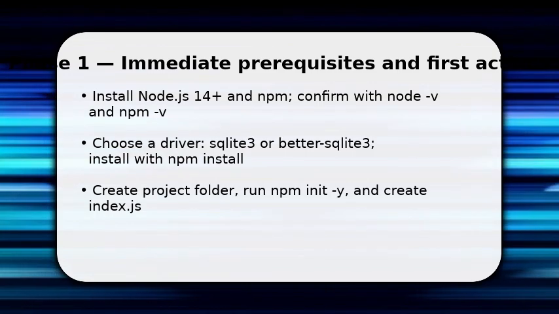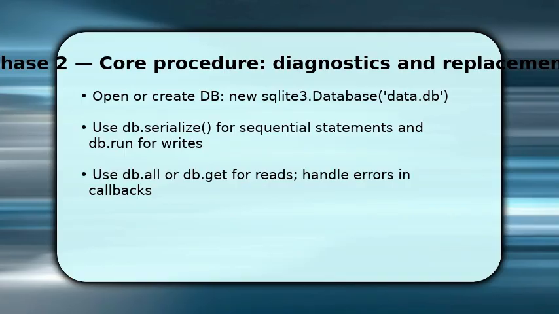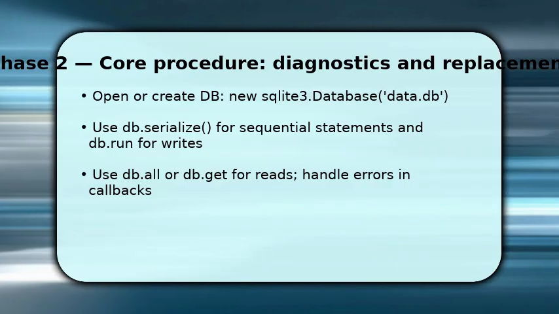Once the module is required, open the database. const db = new sqlite3.Database('data.db'), then use db.serialize to guarantee sequential execution. Inside serialize, run DDL and writes with db.run. Run CREATE TABLE IF NOT EXISTS, and parameterize statements using ? to avoid injection.